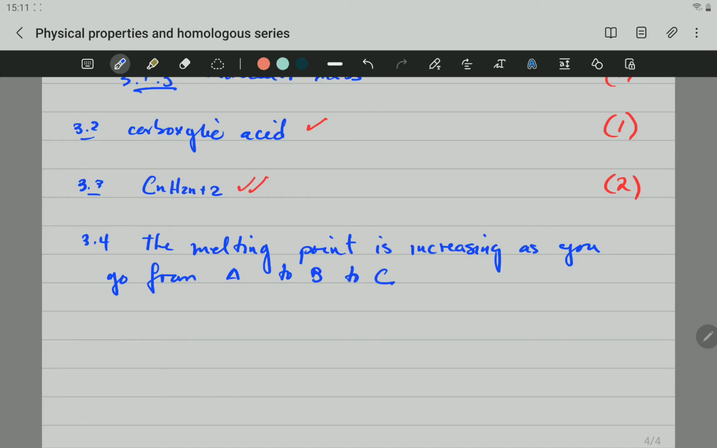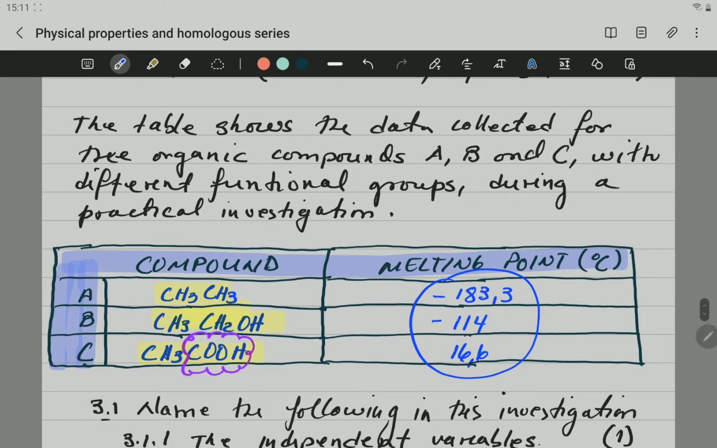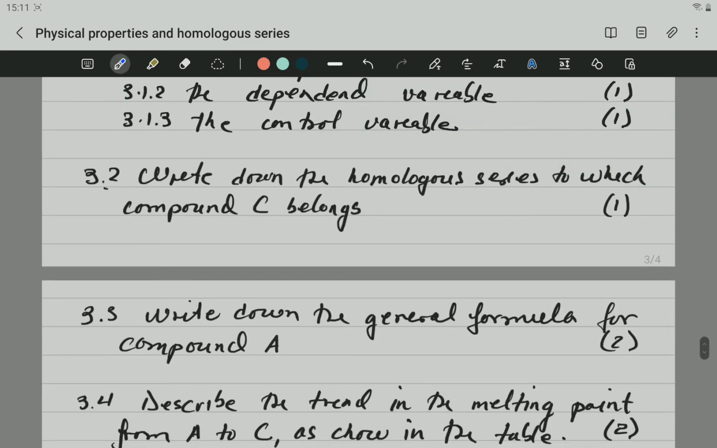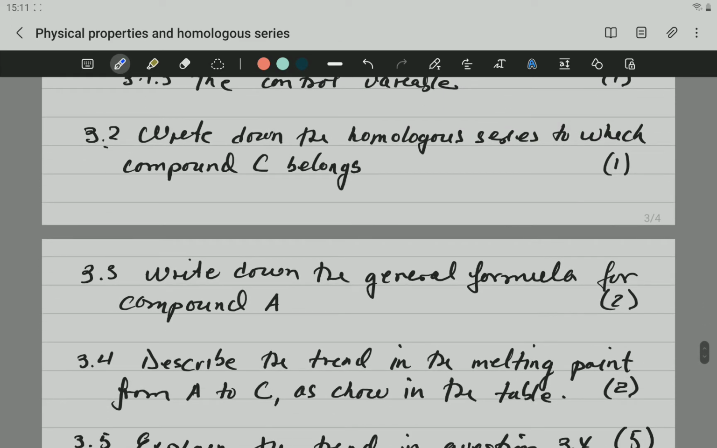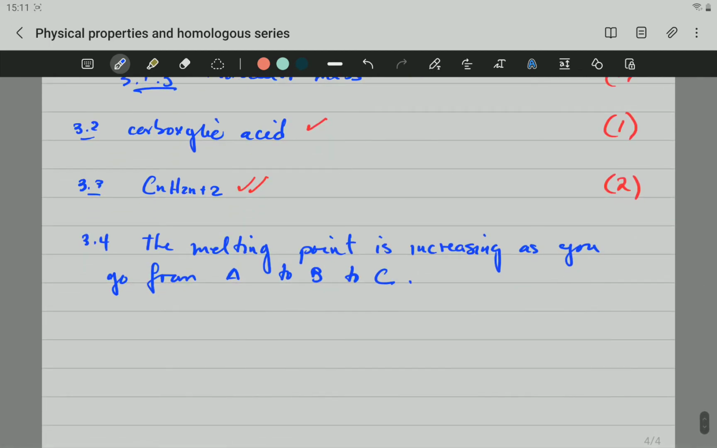Okay, now that is the first part. They're asking you what is the trend. The trend is what is happening to the melting point. You can see it's moving from negative 183,3 to negative 114, so it increases, and then as it moves to C, it increases even more. Okay, so that is the first part. And the last part says describe the trend, explain the trend in question 3.4. That one was 2 marks for saying that. And then 3.5, we are going to explain this trend.